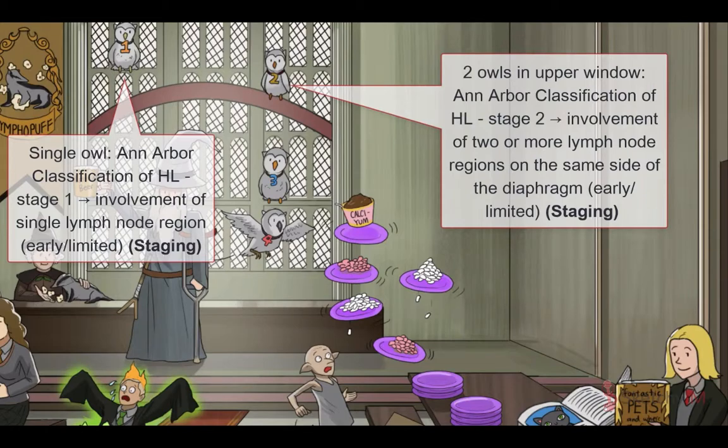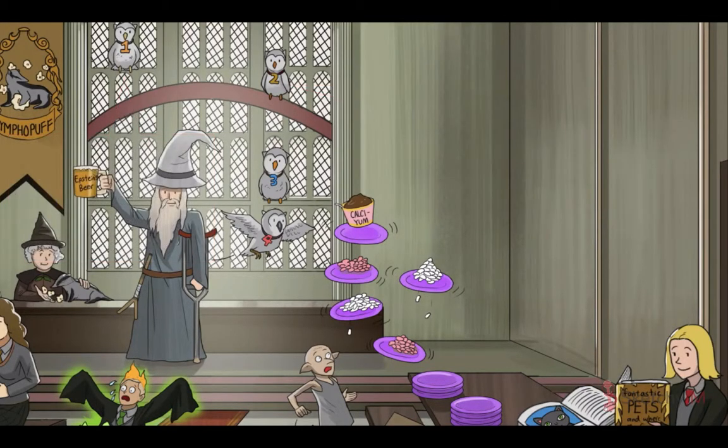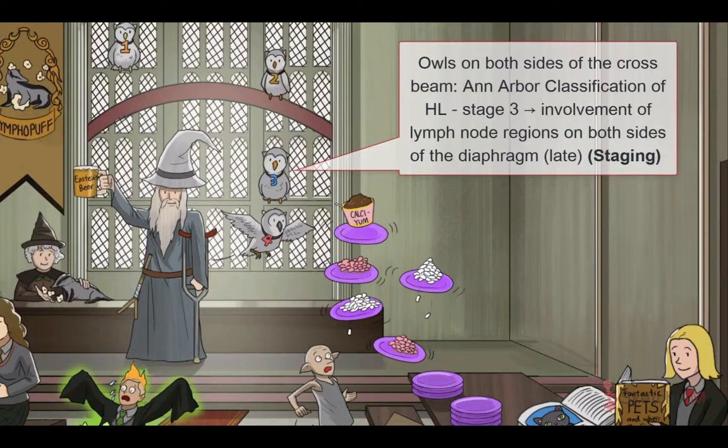Stages 1 and 2 are considered early or limited stage disease and are further stratified into favorable or unfavorable prognosis for treatment purposes. Essentially, the presence of more sites involved, higher ESR, presence of B symptoms, and a large mass indicate a worse prognosis. Stage 3 involves lymph node regions on both sides of the diaphragm.